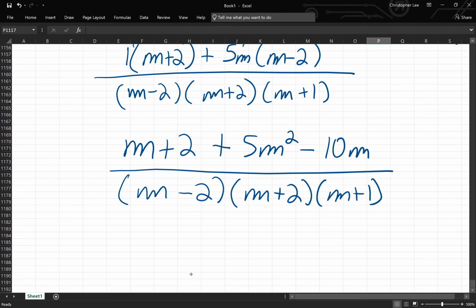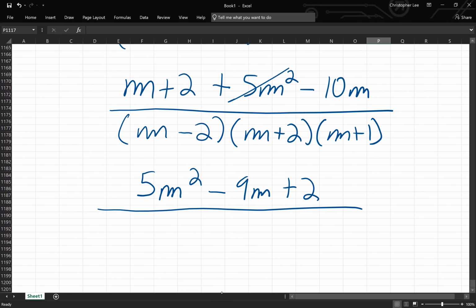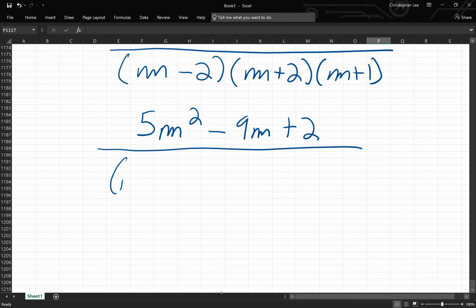All right, so now let's combine like terms. I have 5M squared minus 9M plus 2. All I'm doing is combining like terms up here. And of course, that's all over the same LCD. So I have M minus 2, M plus 2, M plus 1.